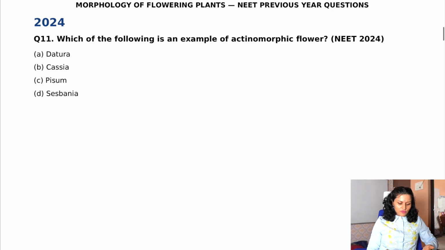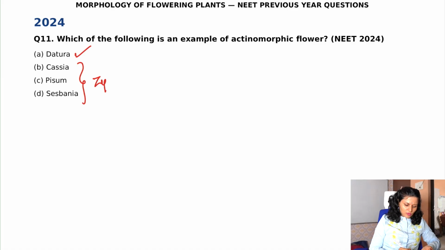Question 11, which of the following is an example of actinomorphic flower? Datura is an actinomorphic flower. Cassia, Pisum and Sesbania, all these 3 are zygomorphic flowers.